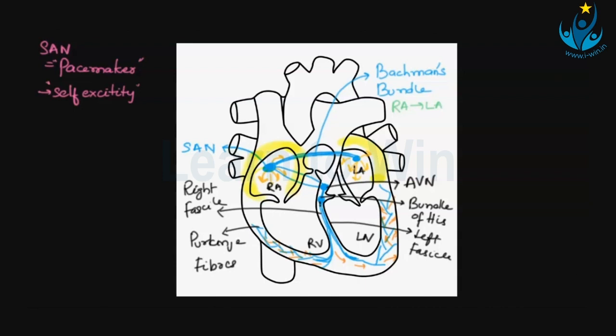This results in the depolarization of the ventricle. So slowly the ventricle will start to receive the signals of depolarization, and it will start to contract. Right. So this is how the entire conduction pathway is working. Now let us see the timings in this conduction pathway.